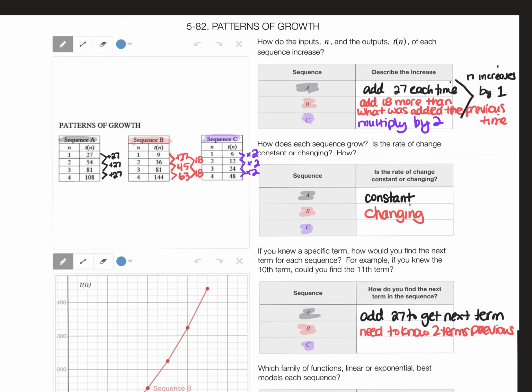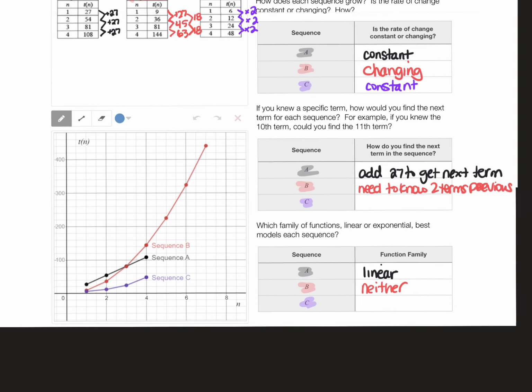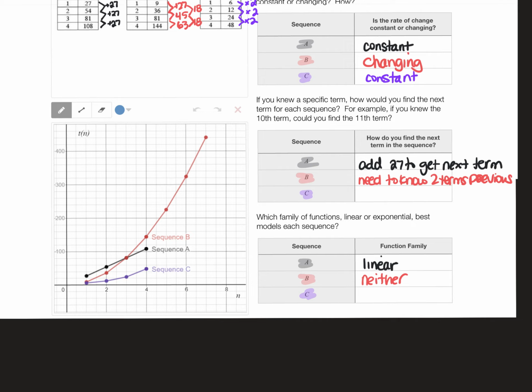Is the rate of change constant or changing? Since we're multiplying by the same term every time, this would be a constant rate of change. And then if we knew any term, could we find the next term? Absolutely, because we would just have to multiply by 2. And then what family of functions, linear or exponential, best describes that sequence? That would be exponential. And we've talked a little bit about that in some previous lessons.